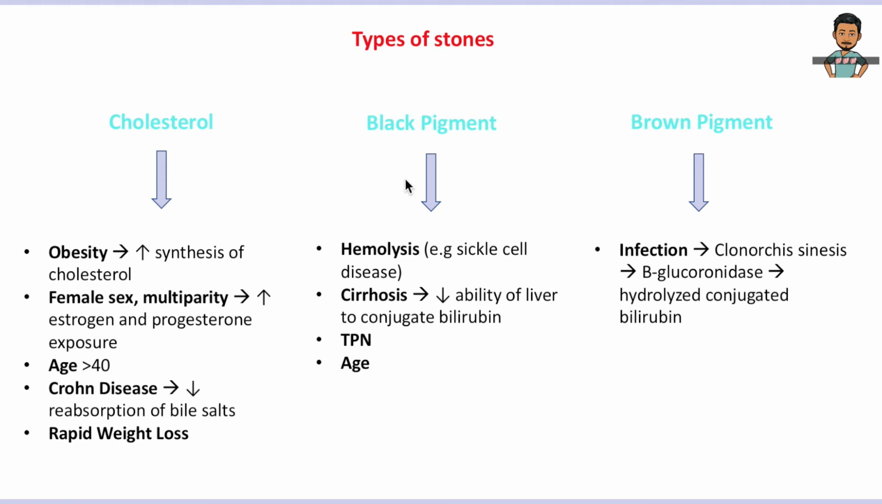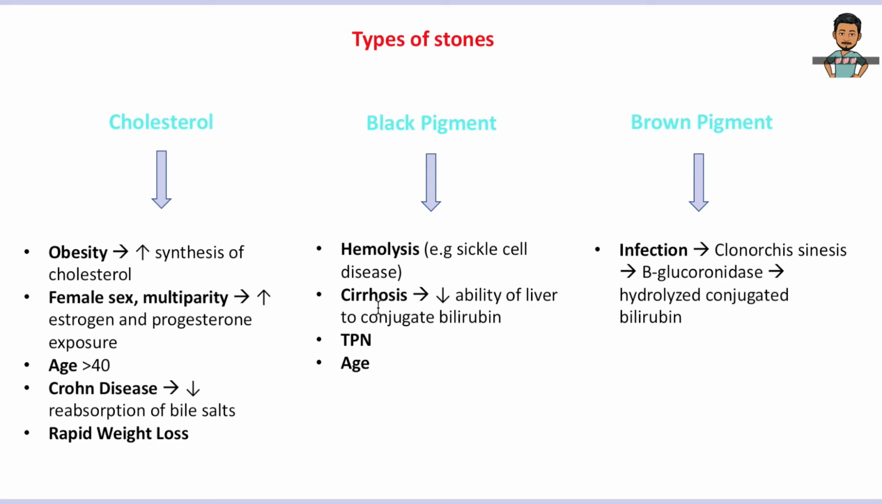So hemolysis, like sickle cell disease, states where there's chronic hemolysis in the blood. So there's increased release of unconjugated bilirubin, which is stored in RBCs. This unconjugated bilirubin goes to the liver, and it exceeds the liver's capacity to conjugate it. So the unconjugated bilirubin concentration increases in the bile, promoting the formation of a stone.